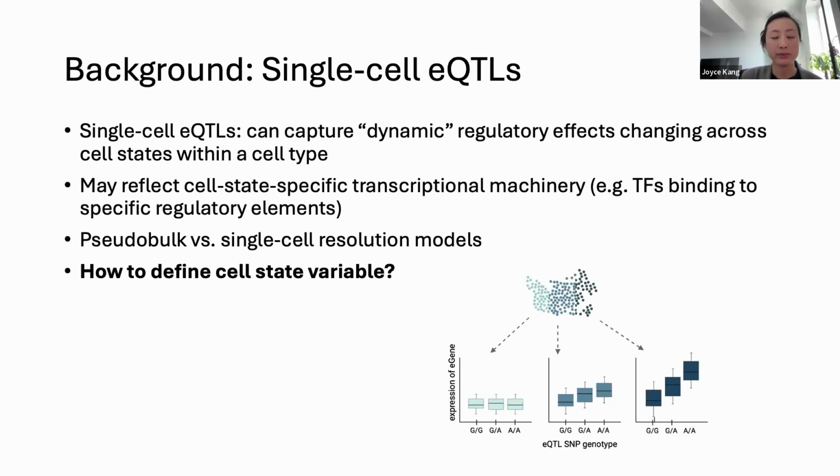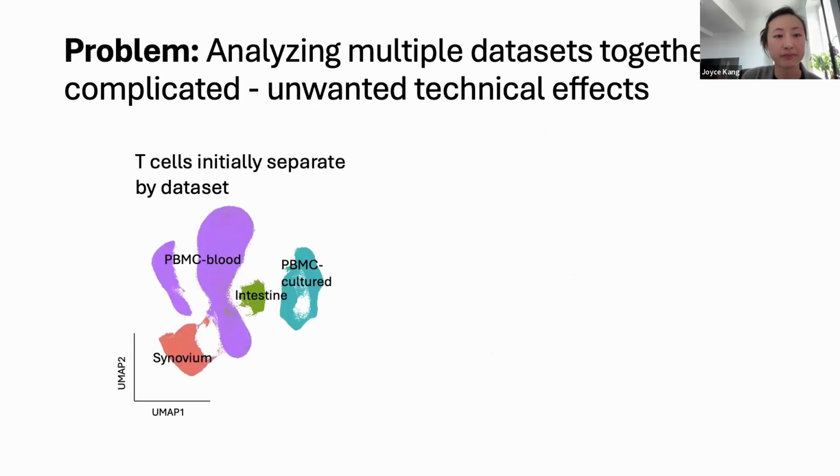In our study, because we had 4 different data sets, we wanted to define cell state in a common way across them. The problem is that when we analyze multiple data sets together, it gets complicated and there are unwanted technical effects. As an example, you can see here the 4 data sets. If we look at just the T cells and run a standard dimensionality reduction pipeline, the biggest variation is actually which data set the cells came from rather than what T cell type they are. What we're really interested in is the cell states.